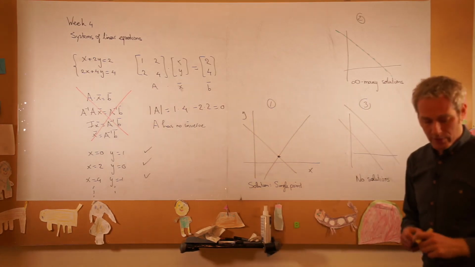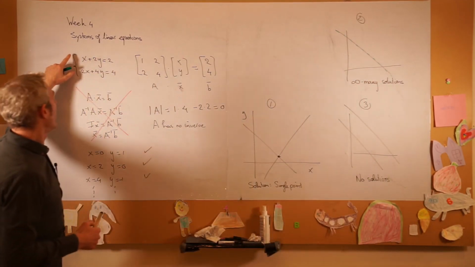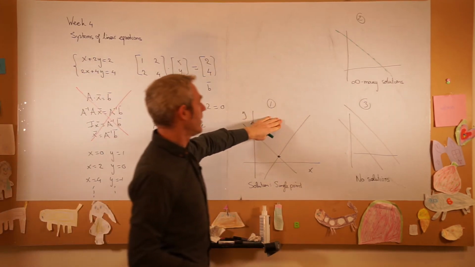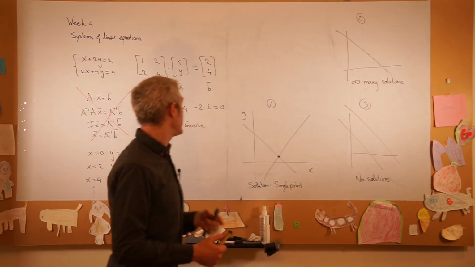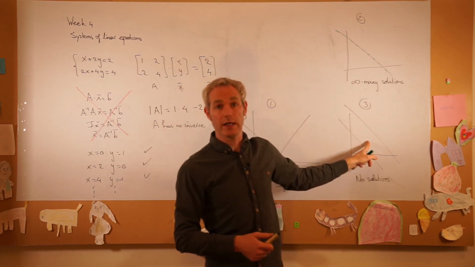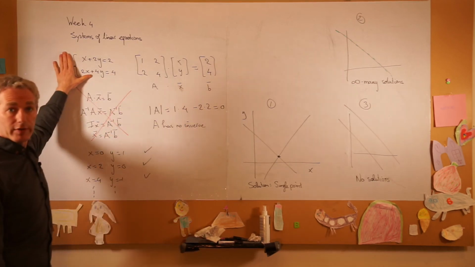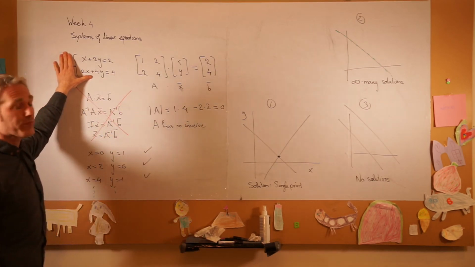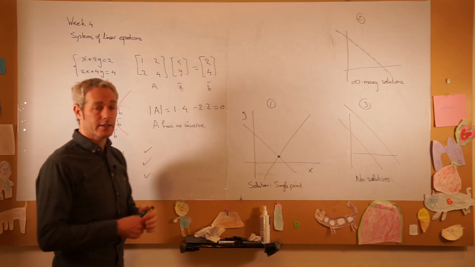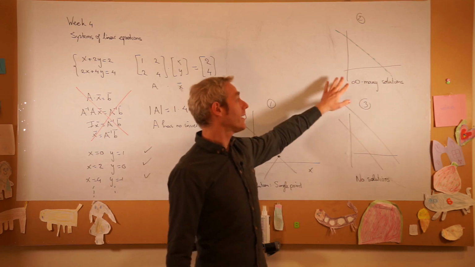And this is the case for any 2x2 system: depending on how these two lines behave, there can be a single solution, there can be infinitely many solutions, or there can be no solution at all. And this is the case for all systems of linear equations. It doesn't matter how big, or how many variables or equations, there is always the situation where you have one single solution, no solutions, or infinitely many solutions.